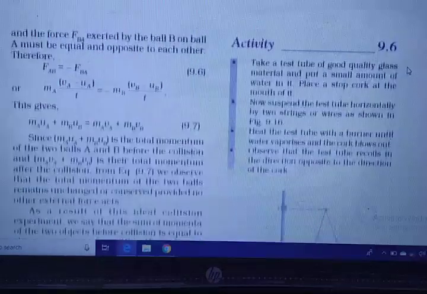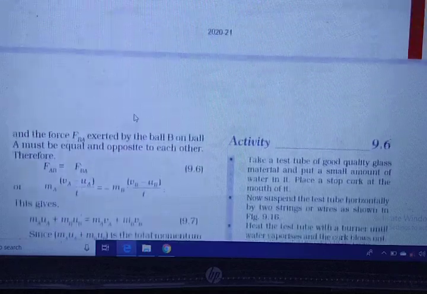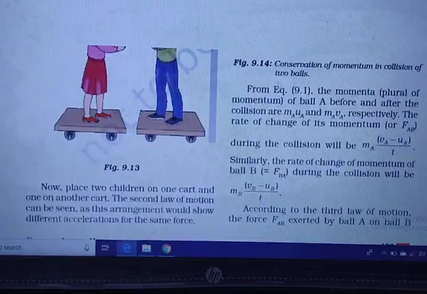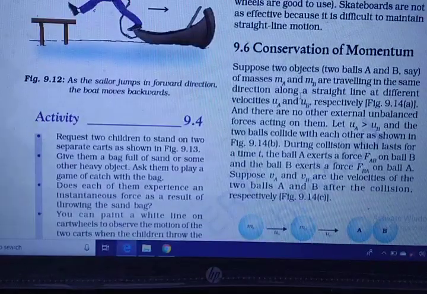Whenever you are taking any action in your life, you must remember this. So FAB is equal to minus FBA. This is the third law of motion as we have seen. After that, I will tell you about the conservation of momentum in the next video.